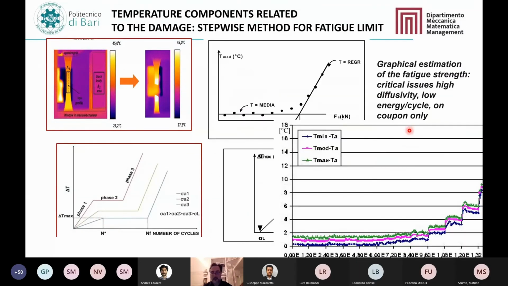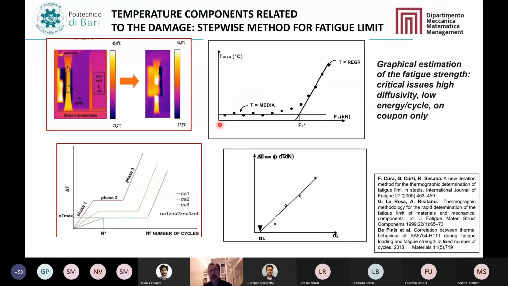But if we monitor this, we come up with the idea that there is no change in the temperature if nothing is occurring, so we are below the fatigue limit. Then we start to see that something is going differently from the elastic behavior of the material. It means that some damage is occurring, and this damage increases with higher load. The first attempt to obtain the fatigue limit is just to cross these two straight lines. I mean, we are experiencing a lot of discussion about the meaning of those.